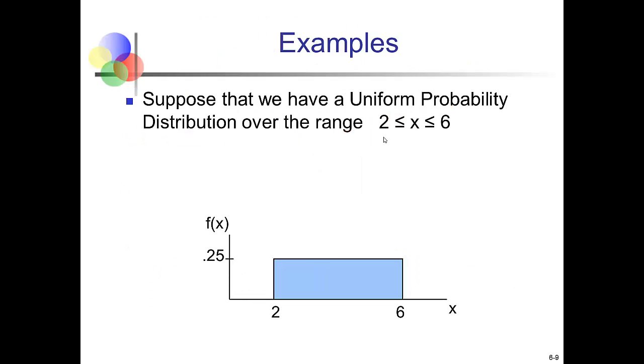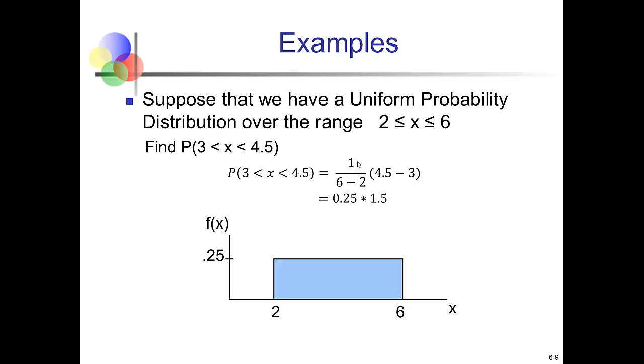So for another example, pretend we have between 2 and 6 as our possible values in this uniform continuous probability distribution. We know that means we have a density function of 1/4. Suppose we're interested in finding out the probability between 3 and 4.5. Find the probability between 3 and 4.5. We need the density function, 1 over 6 minus 2, times the range of values that we're interested in looking at. So 4.5 minus 3. The density function is 0.25. The range of values that we're looking at here is 1.5. The probability of being between 3 and 4.5 in this uniform probability distribution is 0.375.